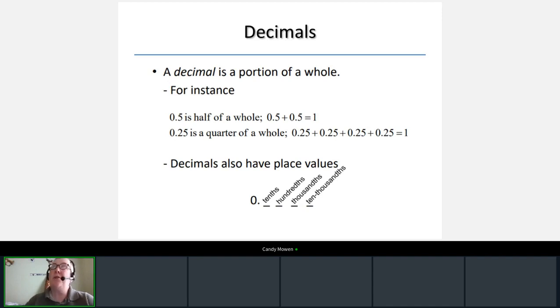Decimals are considered a portion of a whole or 100%. For example, 0.5 is a half of a whole, so 0.5 plus 0.5 is 1. 0.25 is a quarter of a whole. Decimals also have place values, and here we can introduce the THS: tenths, hundredths, thousandths, ten thousandths.